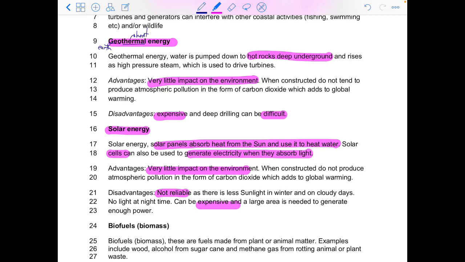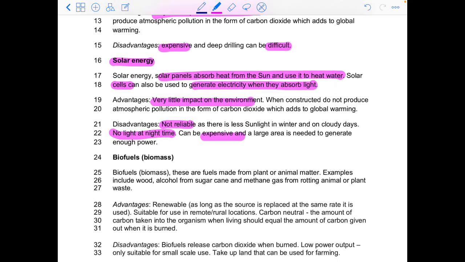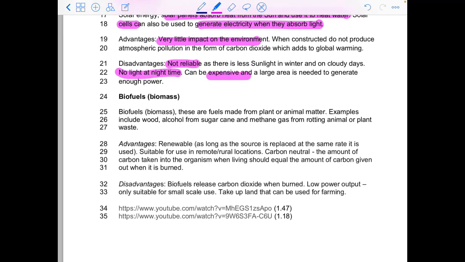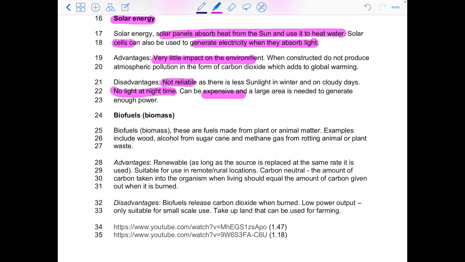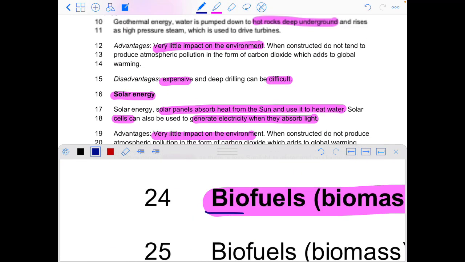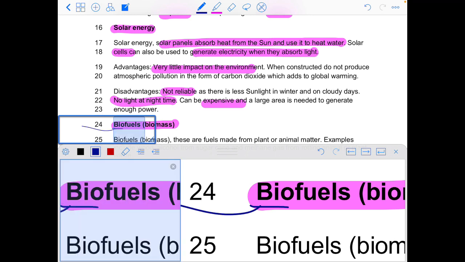All right, also, you get no light at nighttime. So if you want electricity at night, you either need to store it or you need to generate it in a different way. And then the last one we're going to talk about here is biofuels or biomass. Remember, bio meaning living things.